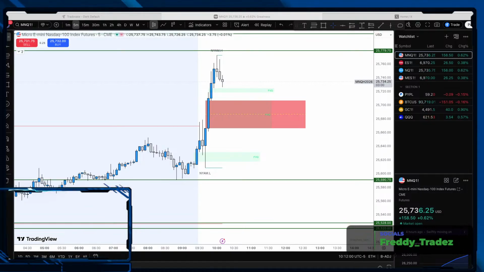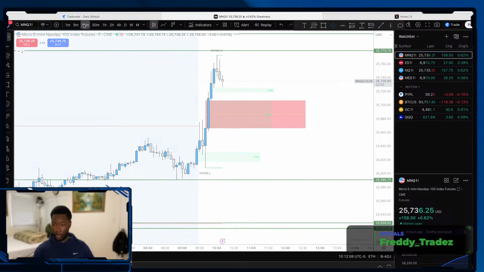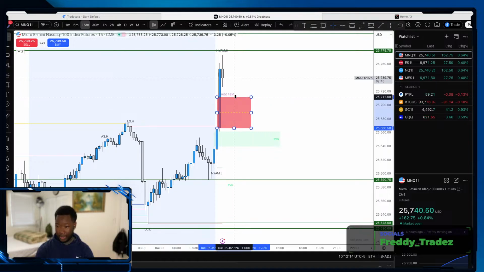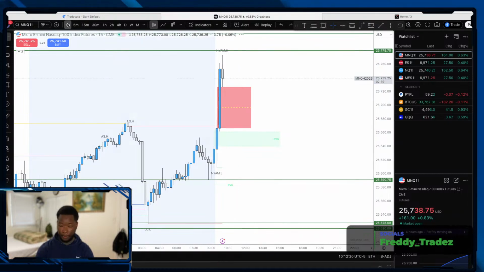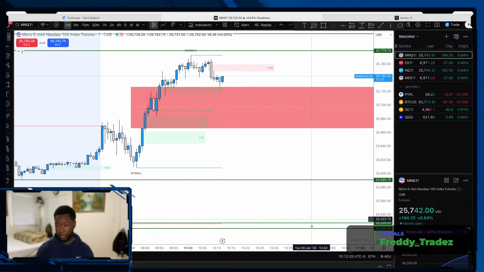Right, back. Okay, what time is it? 10:12. 3 more minutes for the 15-minute closure. We'll create a nice 15-minute gap here, and then, like I said, if we get a pullback into this gap, 1 minute confirmation. Don't want to go higher. I'll look to take something. So 3 more minutes.